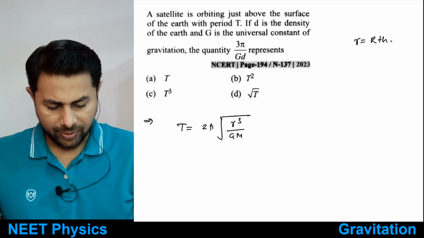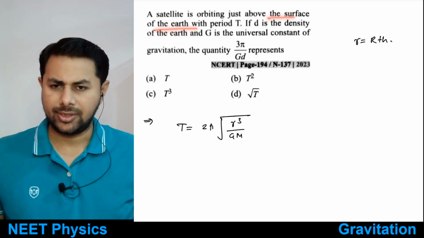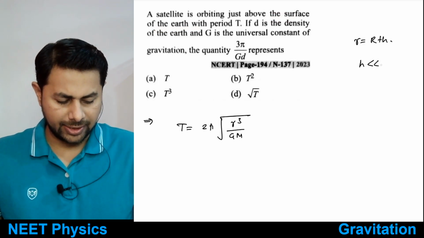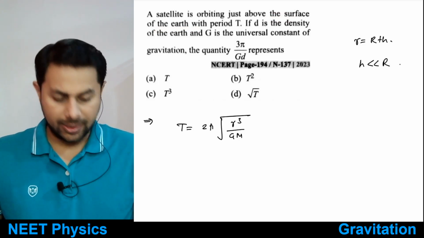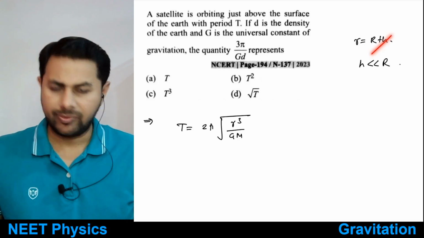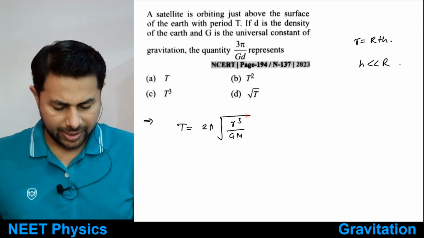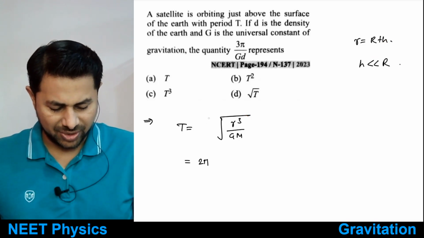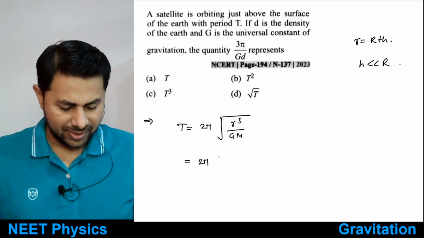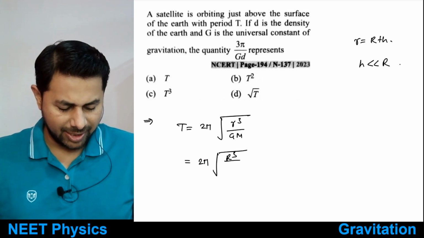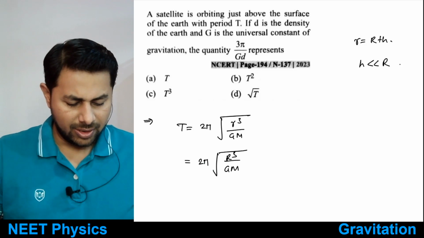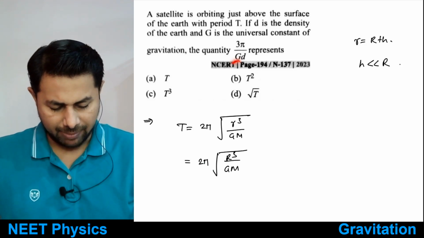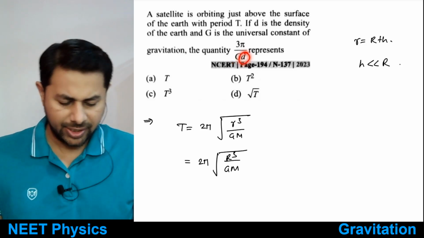If the satellite revolves very close to the Earth's surface, just above it, h is negligible, very small compared to r. Then we can just neglect h. If we neglect h, we get T equals 2 pi square root of r cube divided by GM. And now you want this capital G and D in the expression.